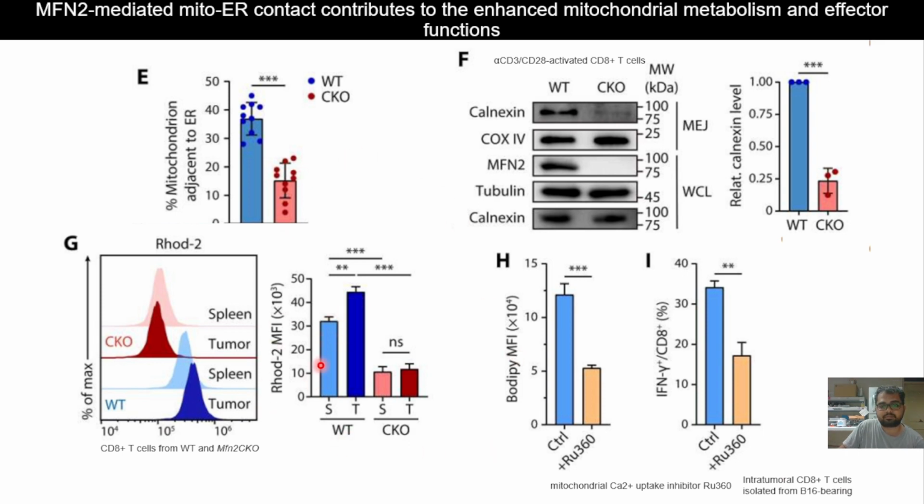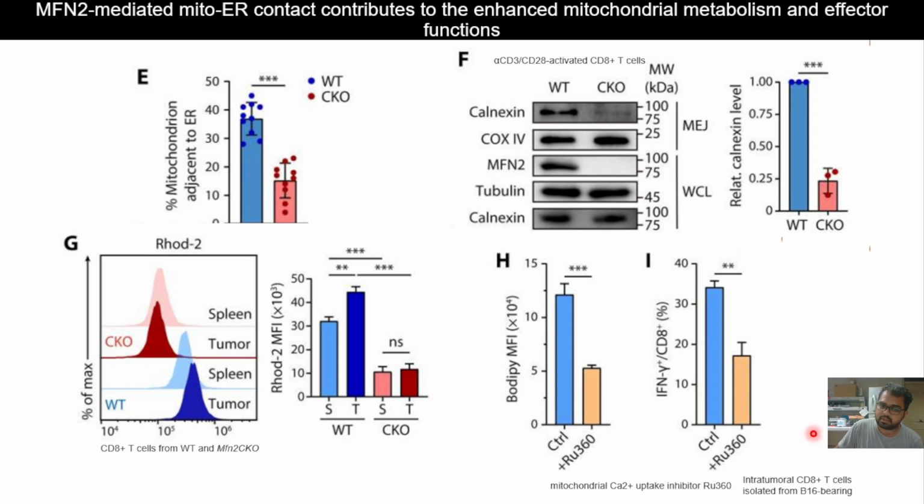You can see here in spleen, compared to spleen in tumor, there is more calcium in the mitochondria, but when you knocked out MFN1, sorry, MFN2, there is no difference between spleen and tumor, which suggested there is a decrease in the total overall calcium in the mitochondria.